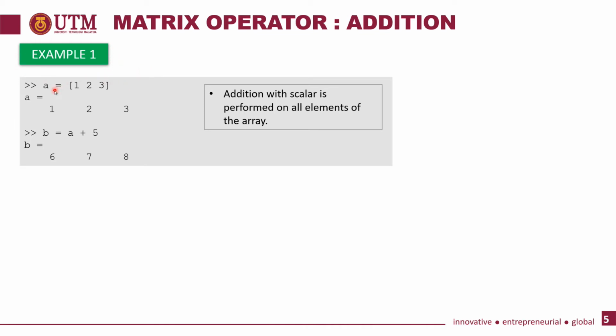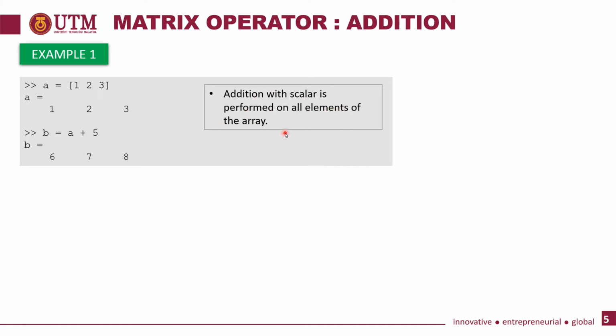You see here, we are initializing a variable a with a matrix of 1 by 3, one row with 3 columns, and then we want to add this variable a with a value of 5, so you can do it directly. A plus 5 will add 5 to each element of a. 5 plus 1 equals 6, 5 plus 2 equals 7, 5 plus 3 equals 8. So the addition with a scalar is performed on all elements of the array.